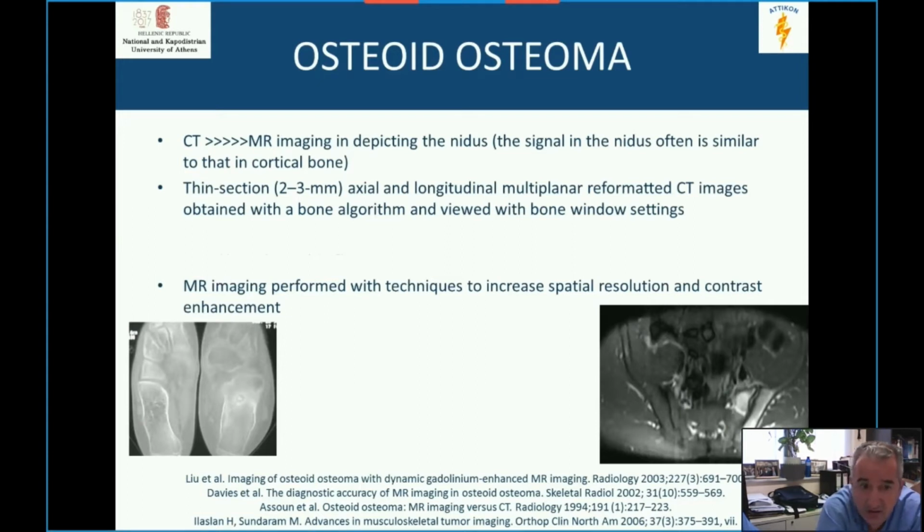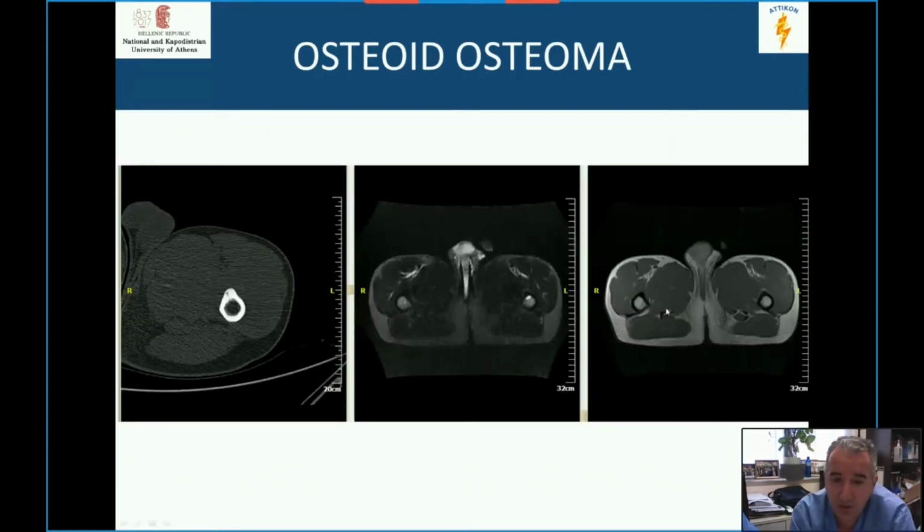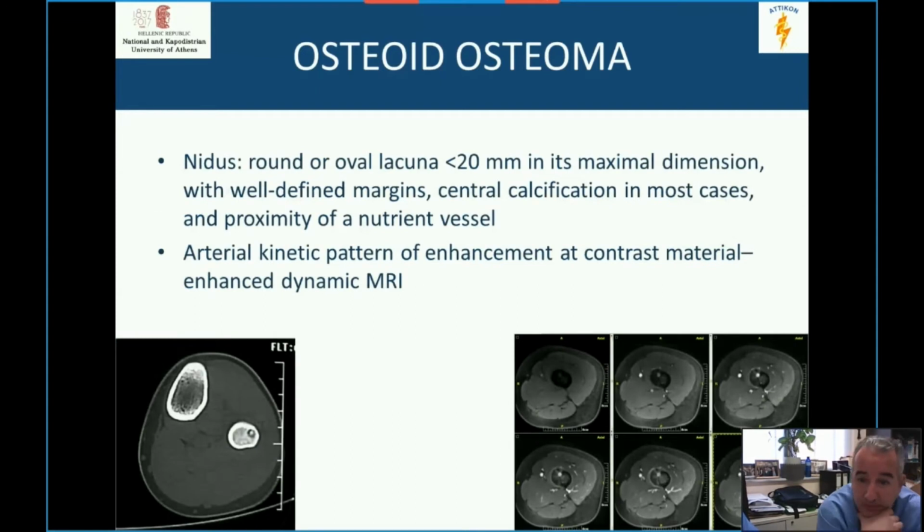On the other hand, in order to improve and increase the spatial resolution, we can use contrast enhancement in magnetic resonance imaging. And here you can see the problem with the signal. We have a cortical osteoid osteoma that you can barely see on the CT imaging. However, in T1 weighted sequences, you cannot see the nidus because it has the same signal as the cortical bone. And this is why computed tomography is most commonly used for the first-time diagnosis of osteoid osteoma.